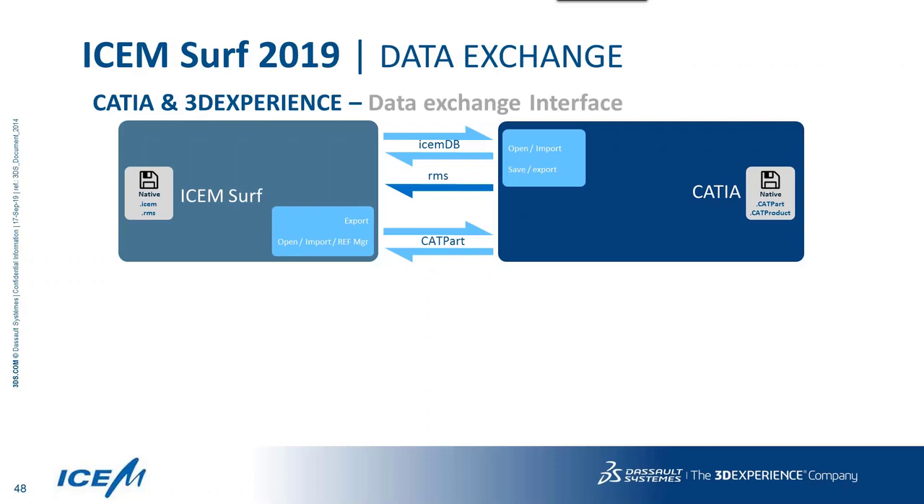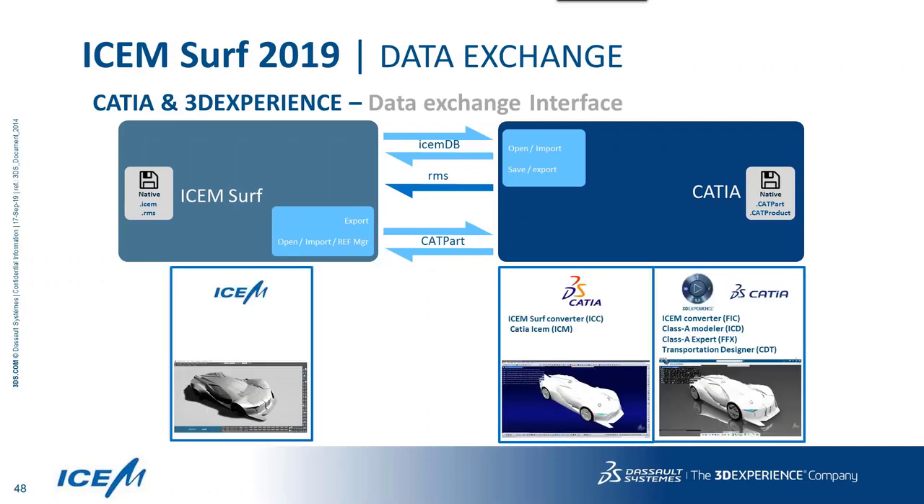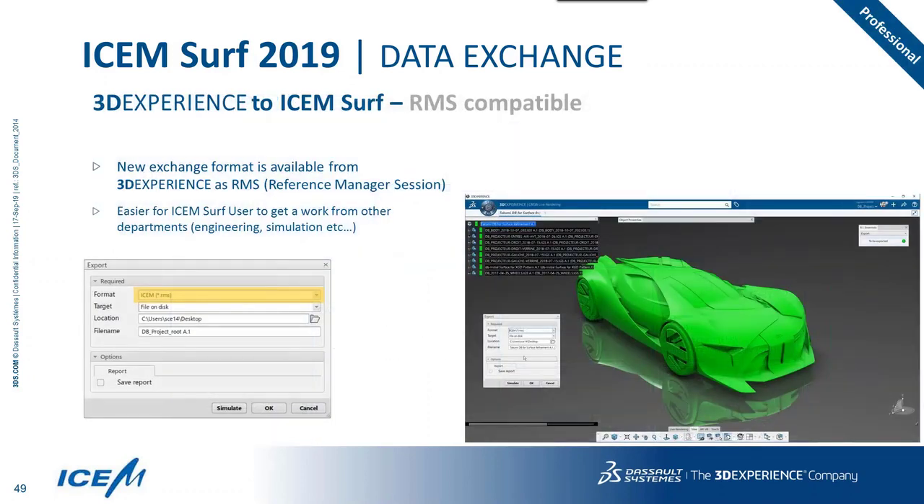So data exchange. It's very easy to get data in and out of ICEM Surf to CATIA V5, the 3D Experience platform and DeltaGen. This is new: from the 3D Experience platform, we can export a reference manager session file that will read straight into ICEM Surf reference manager. It builds a folder and builds a reference manager session for you automatically.